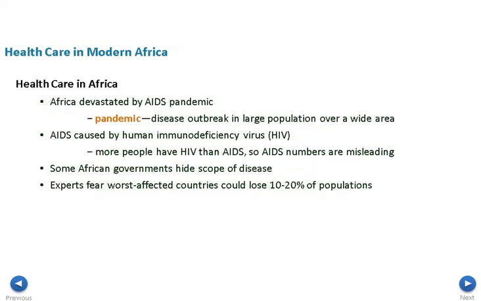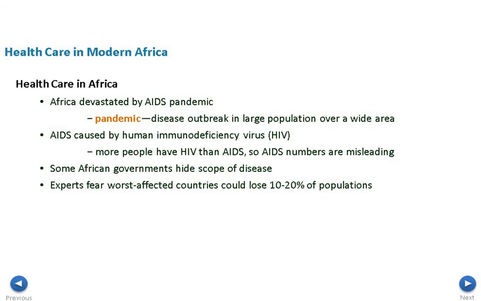Now, the last slide we're going to talk about is healthcare in Africa. Africa is devastated by the AIDS pandemic. A pandemic is defined as a disease outbreak in a large population over a wide area. AIDS is caused by HIV. More people have HIV than AIDS, so AIDS numbers are misleading.